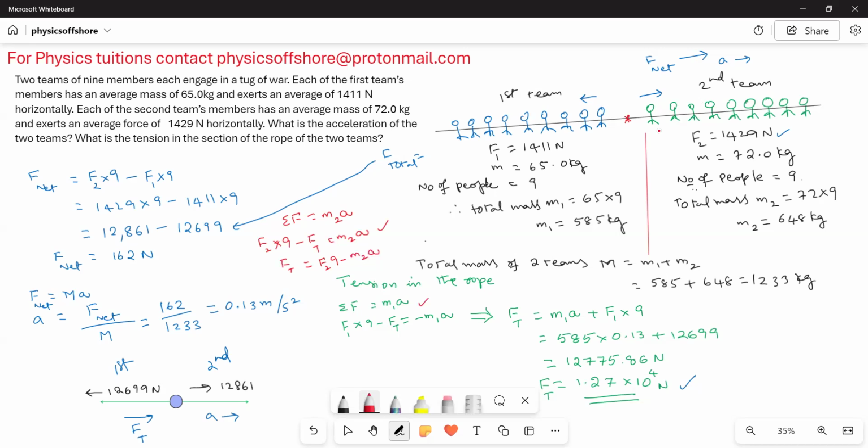For the second team, because the net force is towards the second team, the acceleration is also towards the second team. Therefore, for the first team, we have to take the negative sign. If you take that one, you will get the answer.